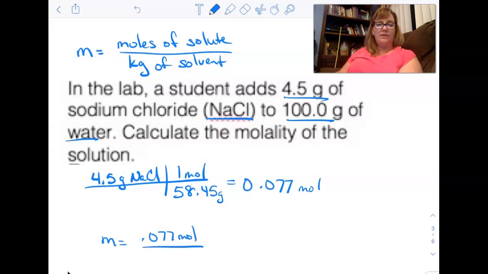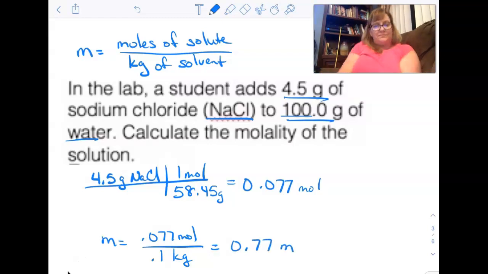And now we need kilograms of solvent. You take your grams, move it to the left 3 times, and you've got 0.1 kilograms. This is going to equal 0.77 molal solution.